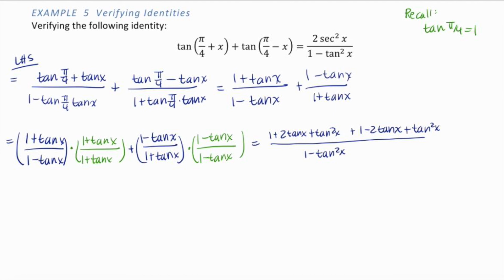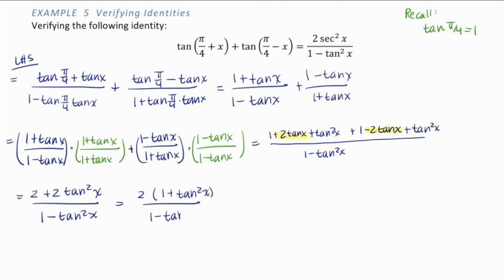If you notice, we have a positive 2 tan x and a negative 2 tan x. So let's combine those. They add up to 0, so we end up with 2 plus 2 tangent squared x divided by 1 minus tangent squared x. In my numerator, I can factor out a 2. So this becomes 2 times 1 plus tangent squared x divided by 1 minus tangent squared x. Hopefully there's alarm bells going off in your head, since this is a version of the Pythagorean identity that you should have memorized.